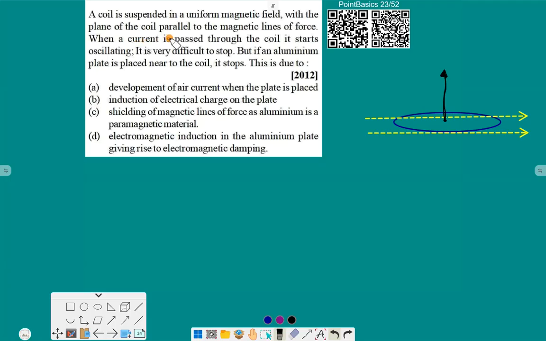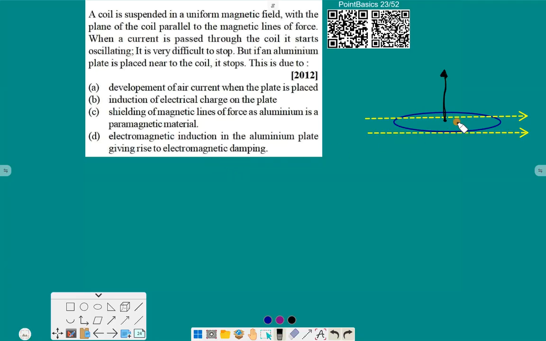When a current passes through the coil, it starts oscillating. It is very difficult to stop, but if an aluminum plate is placed near the coil, it stops. This is due to... Now let's first find out why there are oscillations. As mentioned in the question, if current is passed through this coil, then it starts to oscillate and it becomes very difficult to stop. So first we have to understand why there will be oscillations.